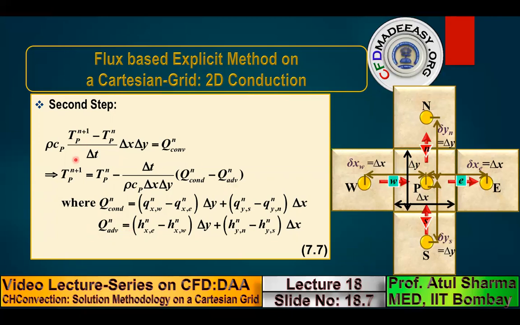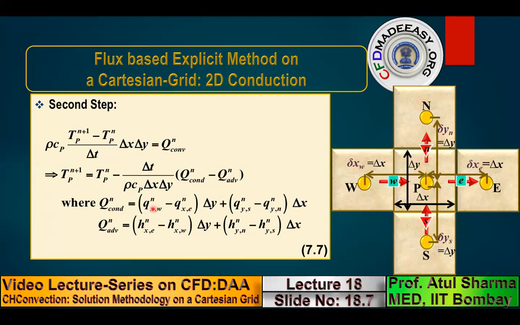This term is on the left hand side, and when you bring it to the right hand side, you get a minus sign here, and minus of heat lost by advection, minus of loss becomes gain. So this is the total heat gained by conduction plus total heat gained by advection, which is equal to total heat gained by convection.